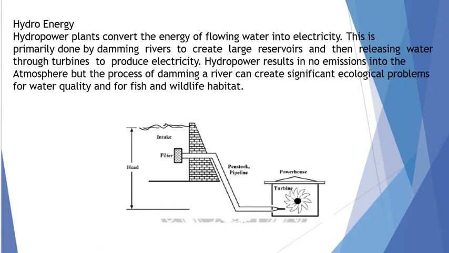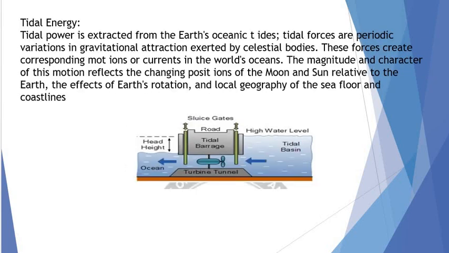The best sites for wind energy are offshore and along the sea coast with no tall obstruction in the neighboring area. Hydro energy. The hydropower plant converts the energy of flowing water into electricity. This is primarily done by damming a river to create a large reservoir and then releasing the water through a turbine to produce electricity. Hydropower results in no emission into the atmosphere, but the process of damming a river can create a significant ecological problem for water quality and for fish and wildlife habitat.